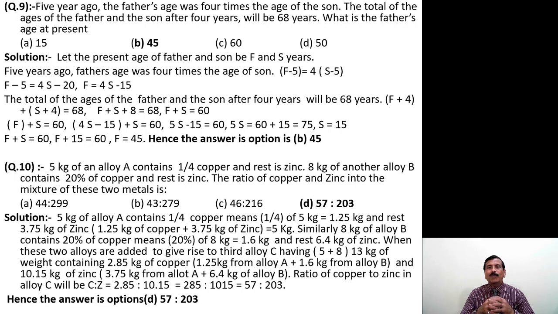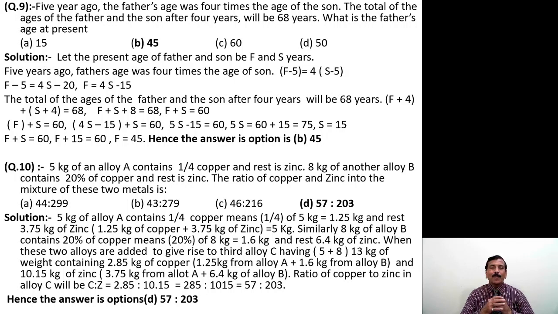Now this is the age problem. So we assume the current age of father and son as F and S. 5 years ago, F minus 5 and S minus 5, put the relation. And then 4 years hence, F plus 4 and S plus 4. Now this is the way we construct the equations, and we get the answer 45.